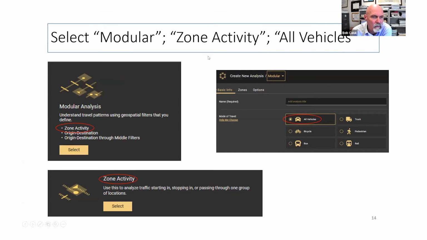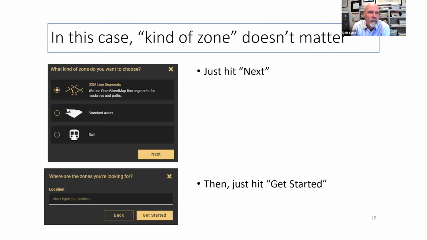All right, so then what am I doing? I'm doing a zone activity analysis. Like I said, it's not an OD analysis, it's zone activity. And so you select that, you select all vehicles, and then it asks you what kind of zone you want to choose. I was sort of confused because I've got my zone. It's not any of these three. So I just hit next. And then it says, where are the zones you're looking for? And I'm not. So I just hit get started.